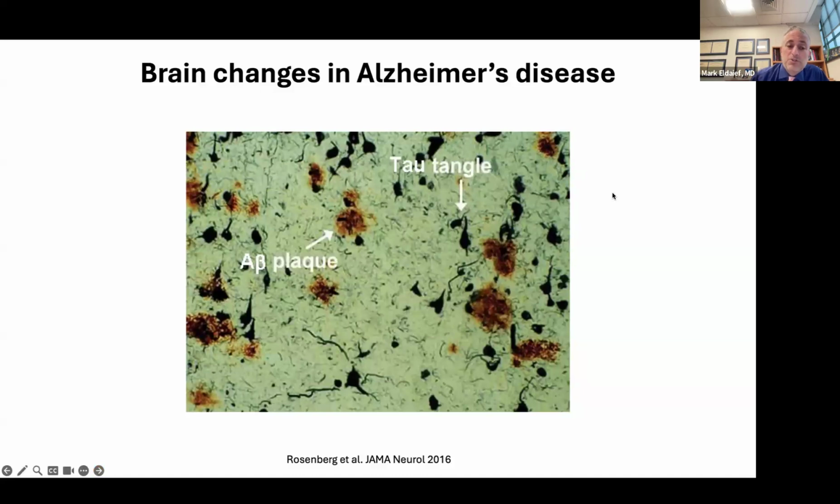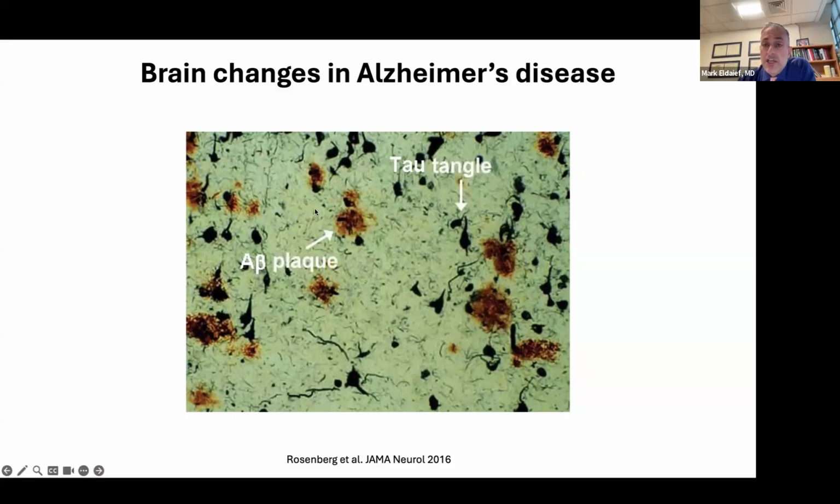Okay. So let's talk about Alzheimer's disease specifically when we talk about PET scans, because as some of you may know, in Alzheimer's disease, you have these two very classic changes that are seen in people's brains. And this has been known for decades and decades and decades. Going back a long, long time, we've known that people have these changes in their brain.